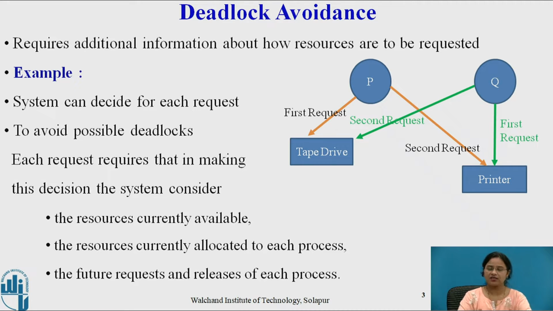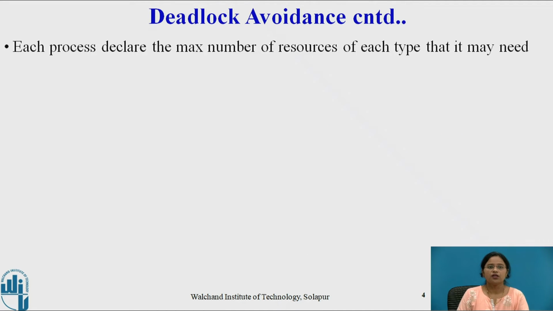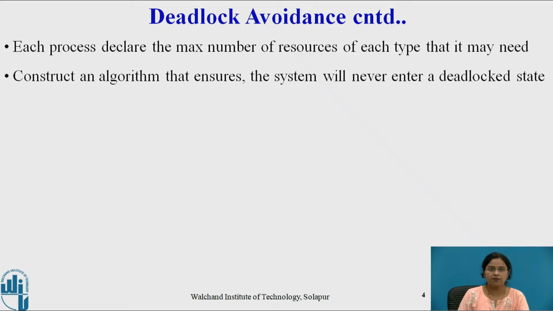It means whenever there are a number of processes, and the system already knows which process will request which resource and in which sequence, then the system can automatically decide whether to allocate that resource to the process or not. This decision is taken based on these 3 conditions: how many resources are currently available, which resources are currently allocated to each process, and what is the future request or release by each process. So, each process must declare the maximum number of resources of each type that it may need.